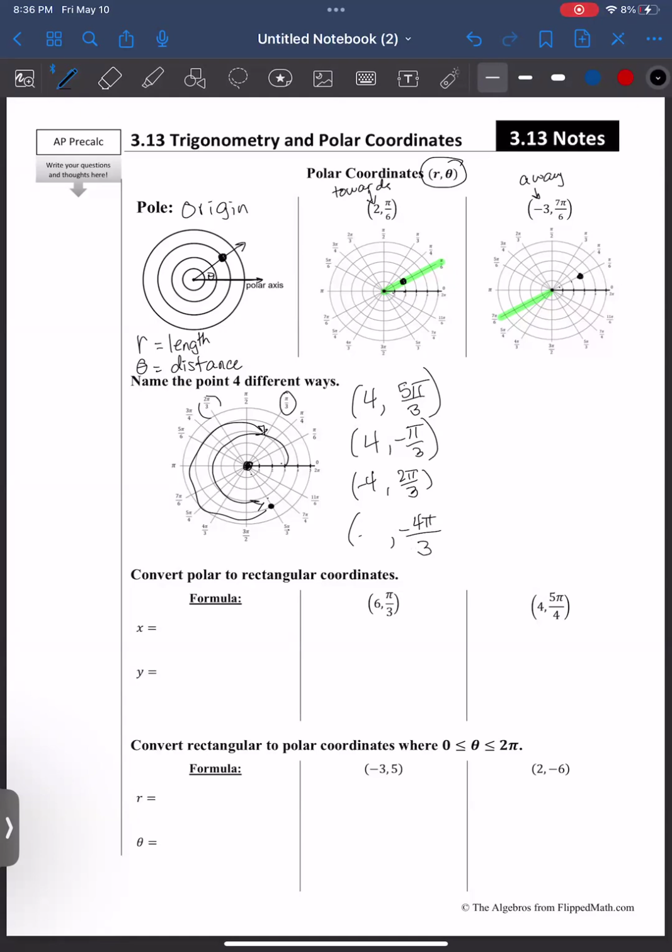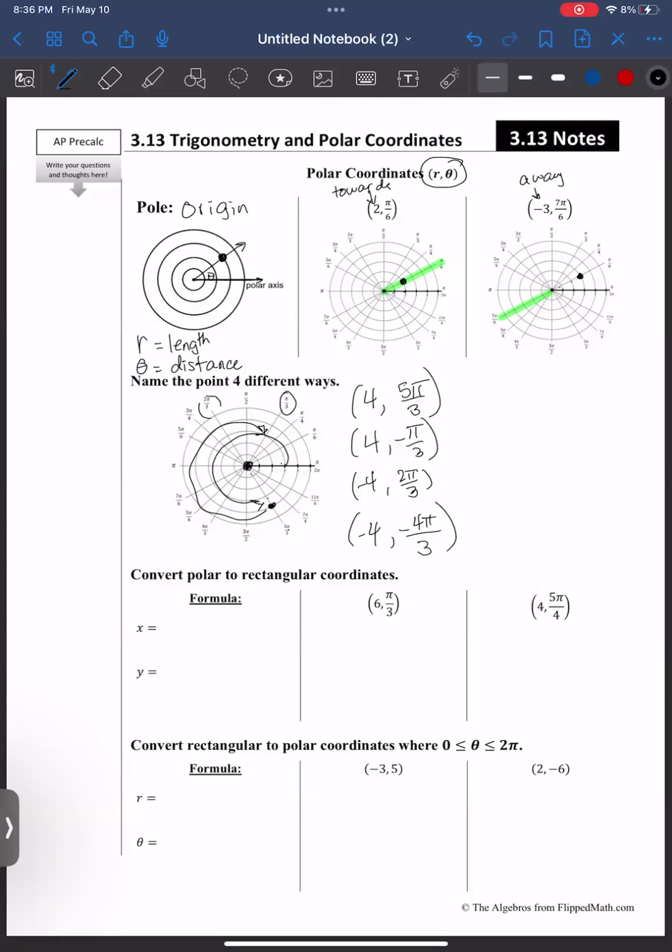And then it's going to be negative 4. Okay? So those are my 4 points, 4 different ways that I can name that point on my graph. Now, what if I want to convert polar functions to rectangular coordinates?